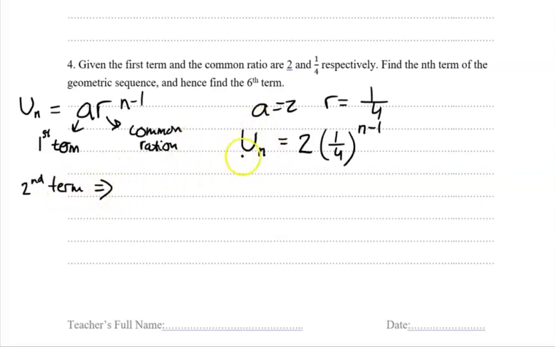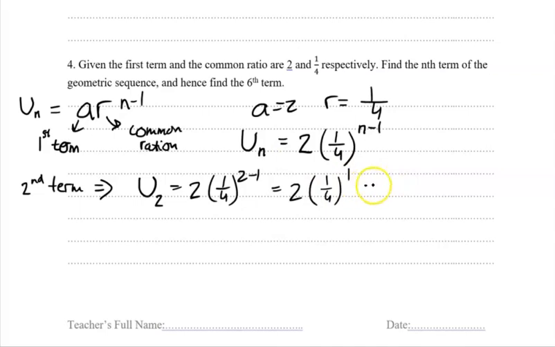So u n. So what does that mean? You replace the n with 2. It means the second term. So you're going to have 2 times a quarter to the power of 2 minus 1. And that's going to equal 2 times a quarter to the power of 1. Now anything to the power of 1 doesn't change. So 2 times a quarter is going to give us a half.